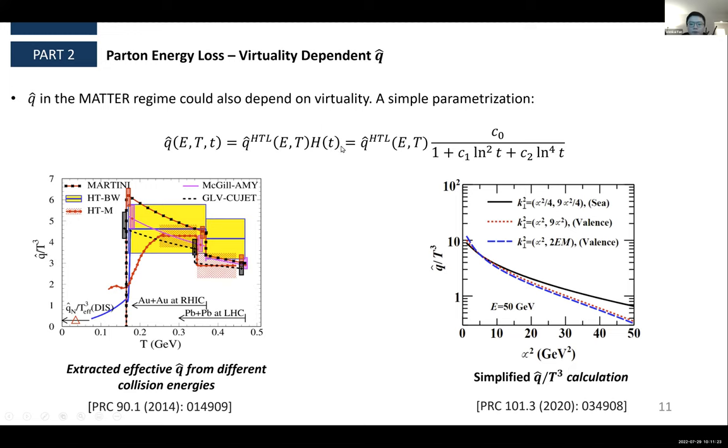for this virtuality dependence, which is this additional H factor that has this form. And C1 and C2 are the actual parameters, because C0 is here to regulate this virtuality dependent Q hat to be the same as Q hat HTL when the virtuality of the parton is at the switching virtuality. So this virtuality dependent Q hat will go back to the Q hat HTL when the virtuality is at the switching virtuality. So this is one possible parameterization for the virtuality dependent Q hat.